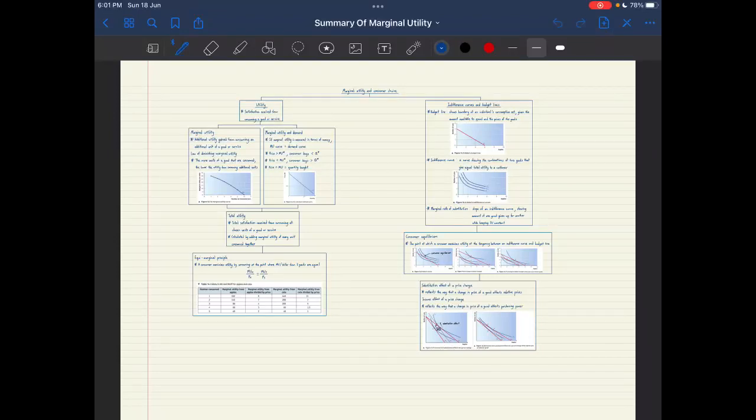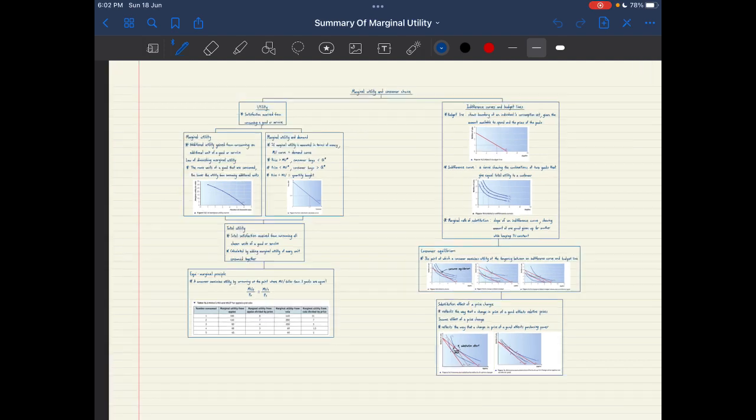Welcome to qiphyedu. Today we'll be looking at marginal utility and consumer choice. Now this chapter is actually the first chapter in the A2 economics syllabus, and so we're going to tackle that until the end of the A2 economics syllabus for A levels.